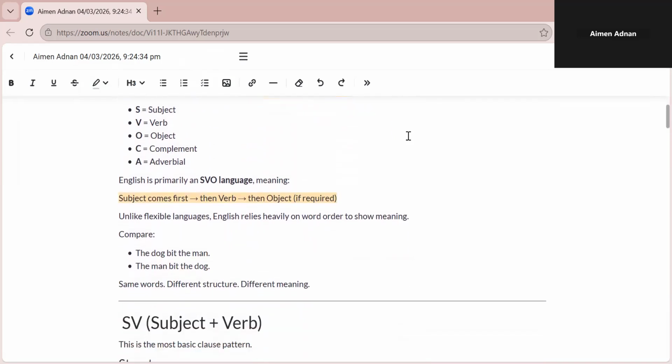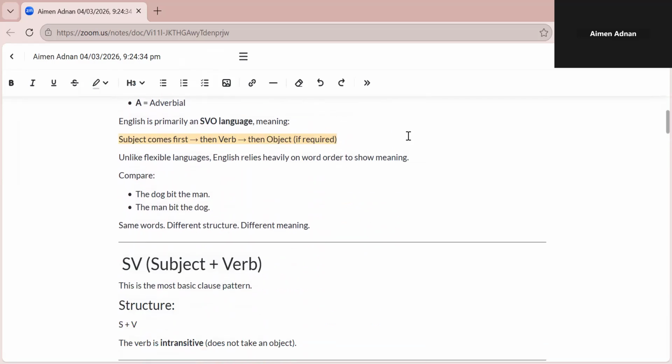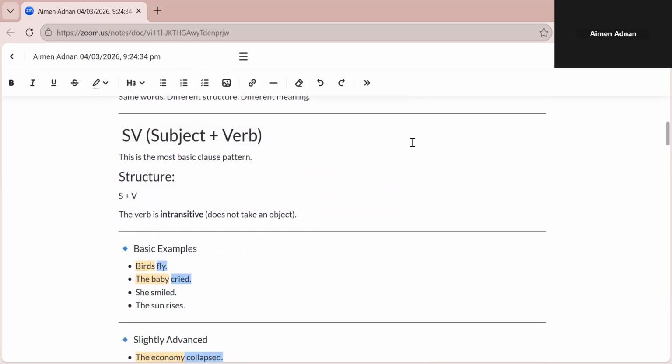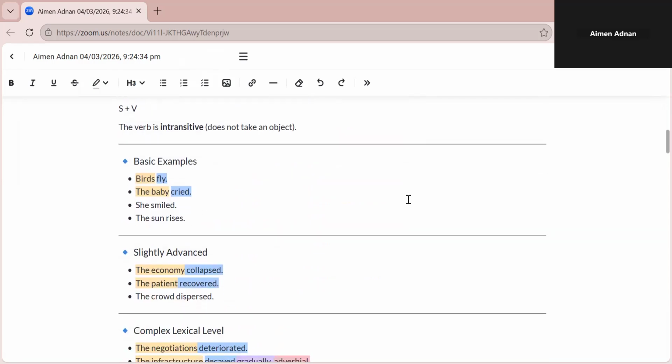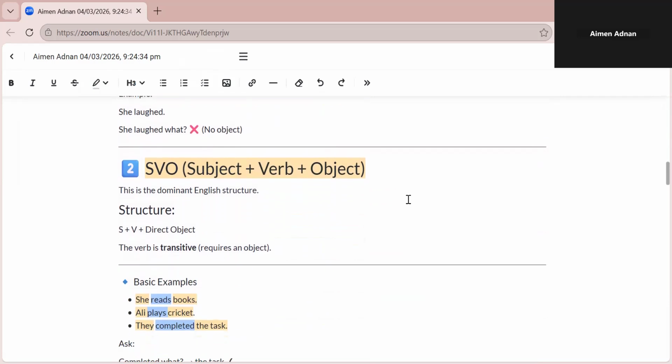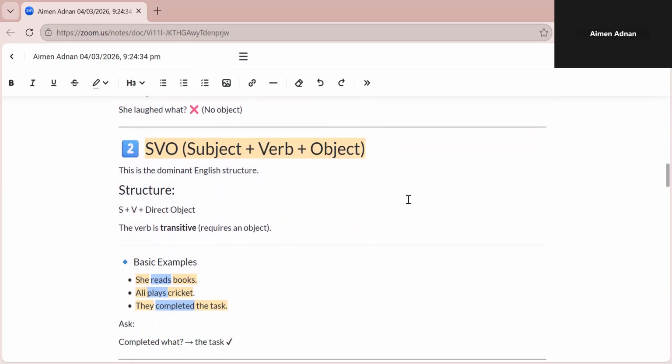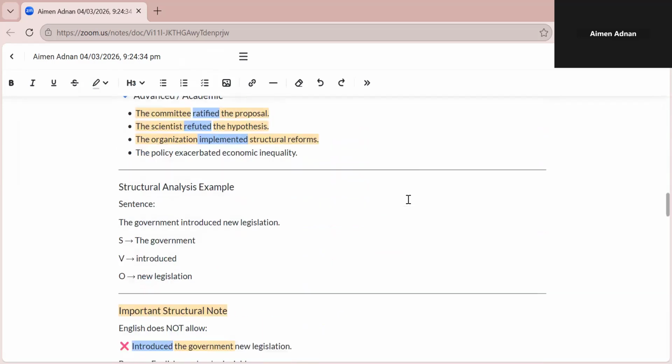I'll give you a quick recap. We did subject verb structure first, which is subject and verb. Very simple, two words. We have a subject followed by a verb, which is intransitive. Then we discussed SVO structure. We have subject, we have verb, and we have object. There, the verb is followed by an object, so it becomes a transitive verb.